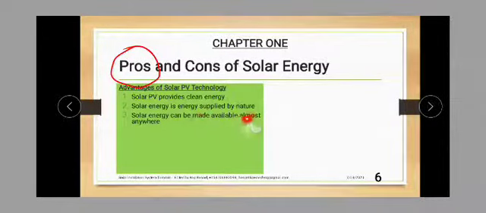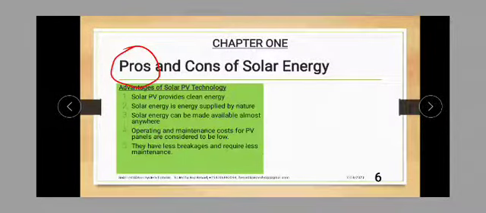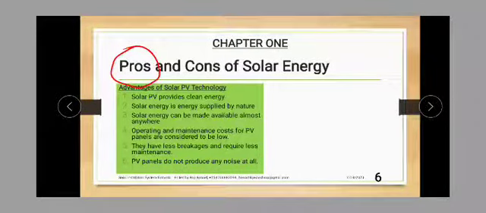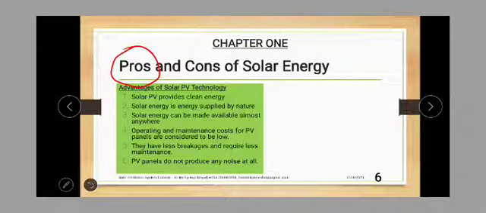We have also, solar energy is made available almost anywhere. So wherever you are, so long as you have solar energy, you can obtain solar electricity. Operating and maintenance costs for PV panels are considered to be low. Once installed, you operate. They have fewer breakages and less maintenance. That one is self-explanatory. Number 6, PV panels do not produce any noise at all. So those are the advantages of solar PV technology.